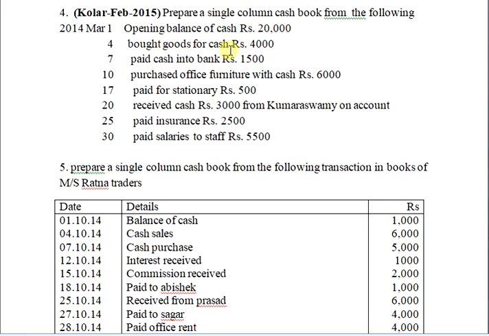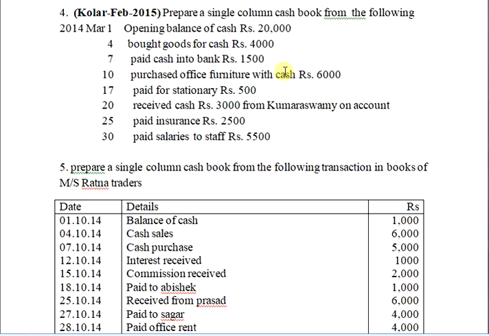On 4th, bought goods for cash rupees 4,000. Bought goods means a purchase is made, so it decreases our cash balance. It should be taken under the credit side. 7th, paid cash into bank rupees 1,500. When we pay cash into the bank, our cash balance reduces, so it should be taken under the credit side. On 10th, purchased office furniture with cash rupees 6,000.